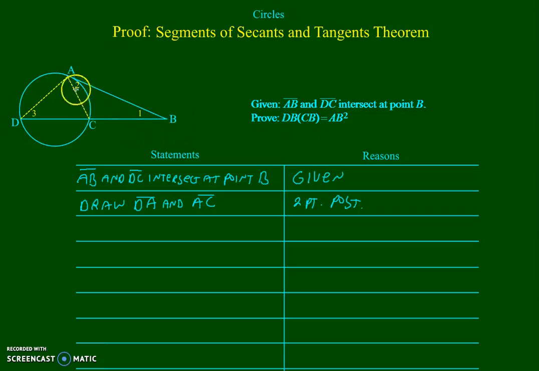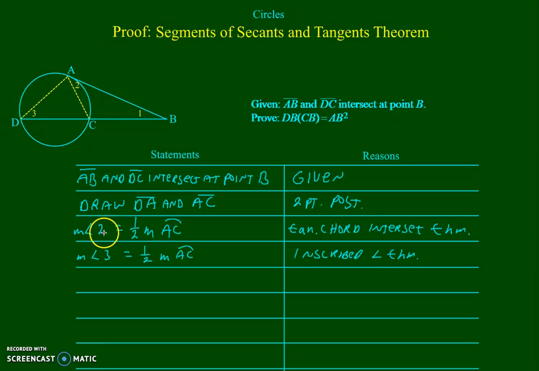So let's go ahead and start out by saying originally that angle 2 is 1/2 AC and angle 3 is 1/2 AC. We have the measure of angle 2 equals 1/2 the measure of AC, and that is the tangent chord intersect theorem. And then the measure of angle 3 equals 1/2 the measure of AC, by the inscribed angle theorem. Now, because these two angles have the same measure, we can say that those two angles are equal to each other, and therefore they are congruent by the definition of congruent angles.